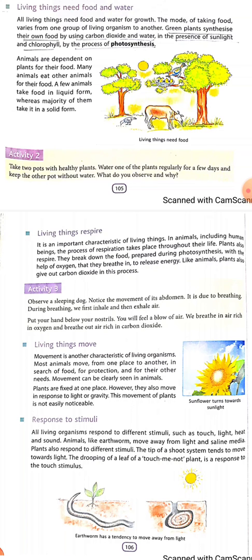Then, how can we say that plants move? In response to light and gravity, plants move. Their leaves show movement. This is a characteristic of living things. Next is response to stimuli. This is also a characteristic of living things. All living organisms respond to different stimuli. Stimuli means things such as touch, light, heat, and sound.